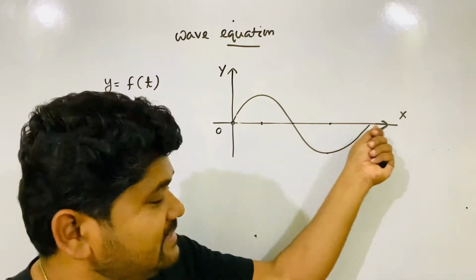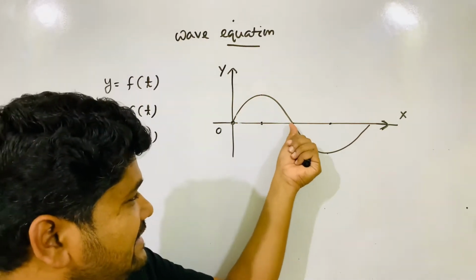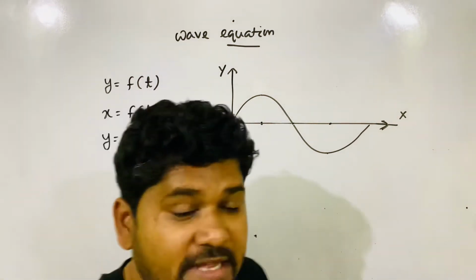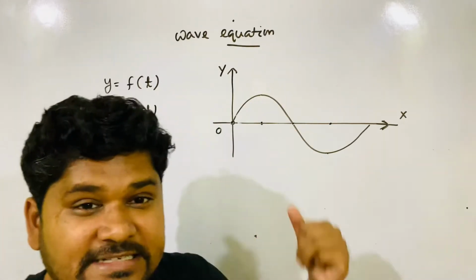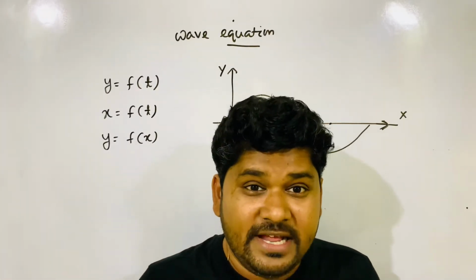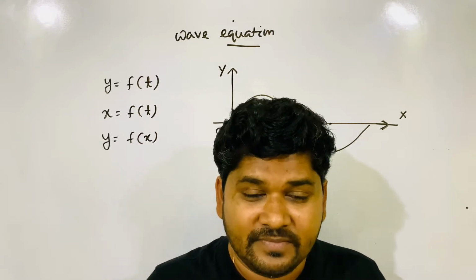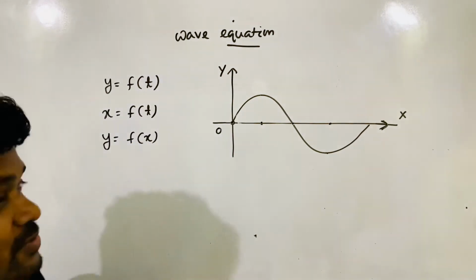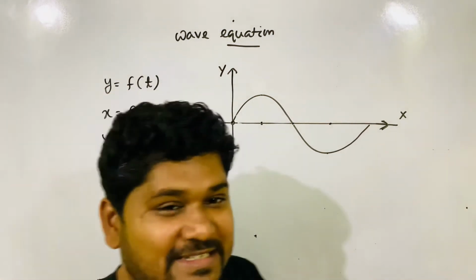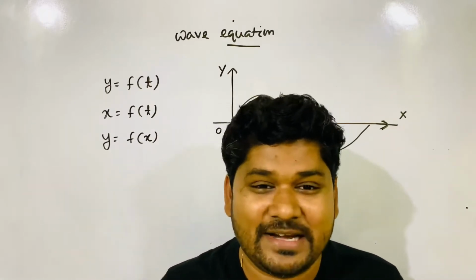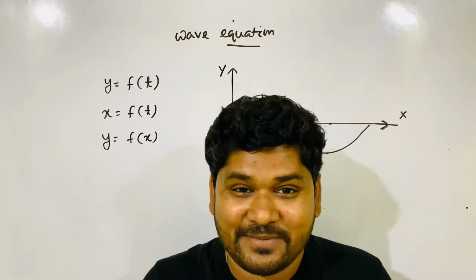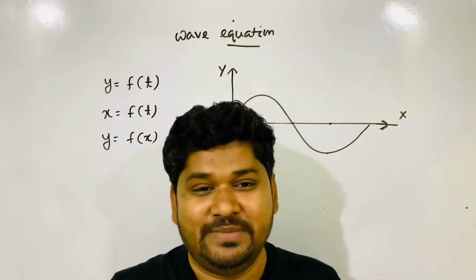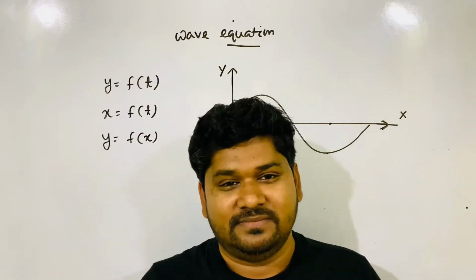When x increases, y increases, then decreases, then goes negative, then decreases. So y is also a function of x. This is also a periodic change, a harmonic change. It's also a harmonic function. So all these three are related with each other. Now it becomes complicated to get one equation which relates x, y and t, and that equation is called the wave equation.